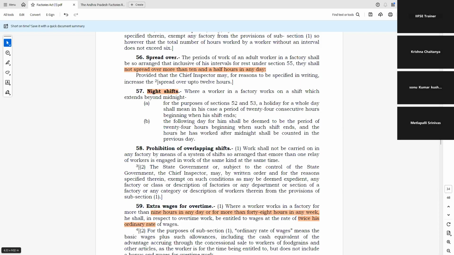For second shift, they'll have dinner time. And if it is general shift, they'll have lunch time. General shift starts at 8:30. If you take 9:30, 10:30, 11:30, 12:30, 1:30, exactly 5 hours, you will have a lunch break. Then again, you will have a tea break.